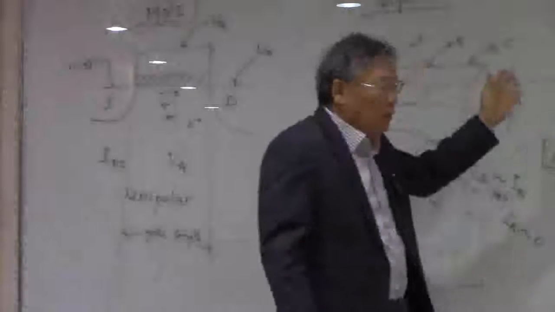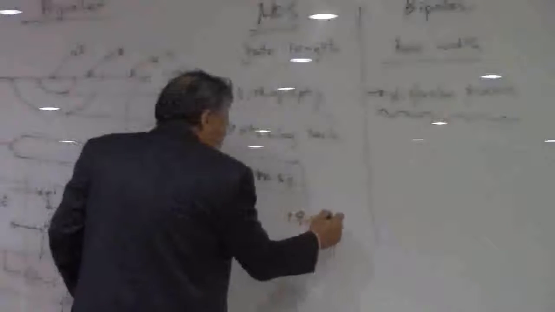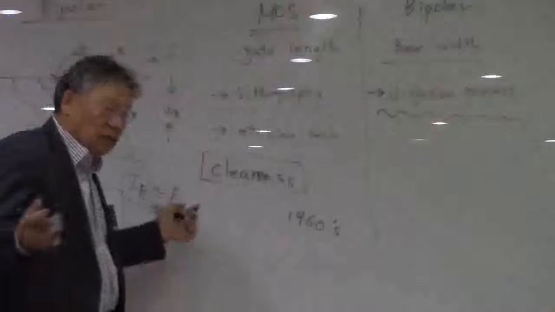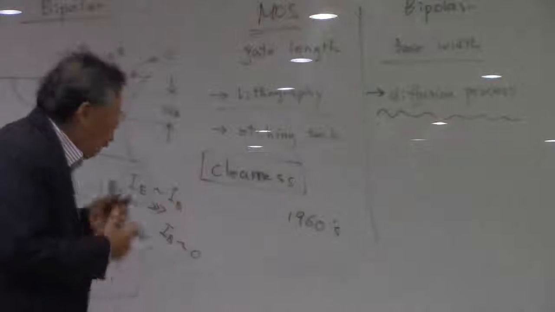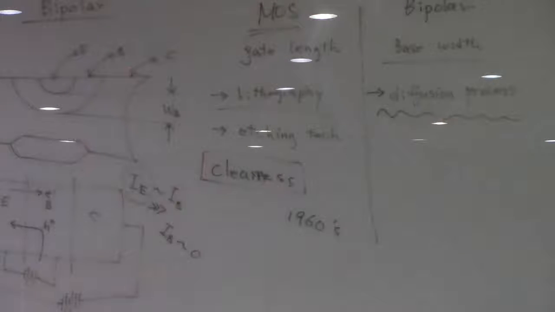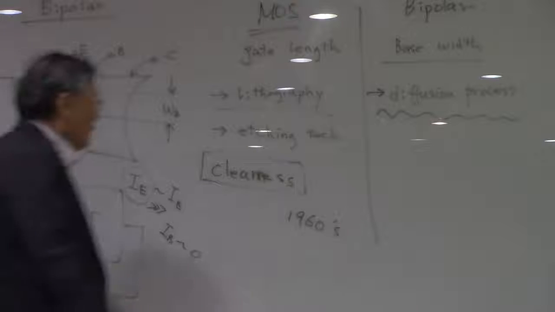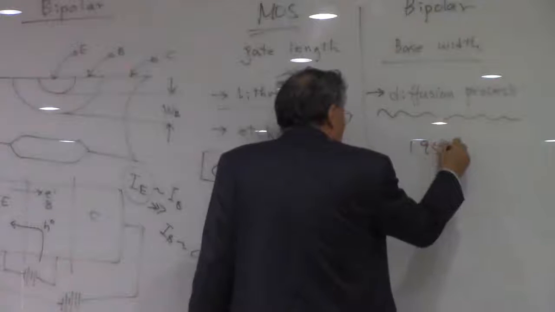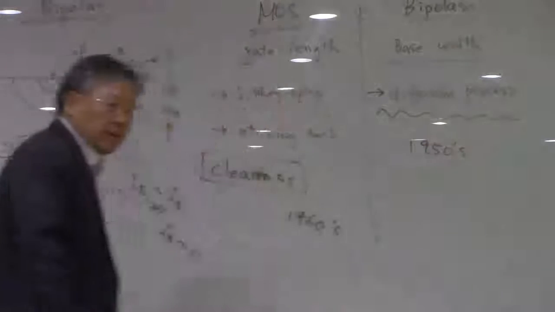Anyway, the MOS transistor appeared in the market in about the 1960s. Engineers had to learn why the cleanness is important and how clean we should make things to get workable MOS transistors and so forth. Bipolar transistors were industrialized in the early 1950s.